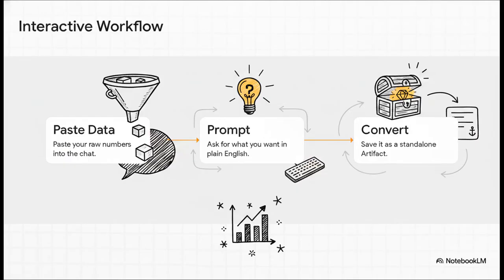So the whole workflow boils down to just 3 completely no-code steps. First, paste your data. Second, write your prompt in plain English. And third, and this is an absolutely crucial rule, convert it to a standalone artifact. If you don't do this, as you keep chatting, your beautiful new visual is just going to get pushed way up into the chat scroll and disappear. Converting it moves the whole thing into a persistent side panel, so it stays safe and easy to get to.